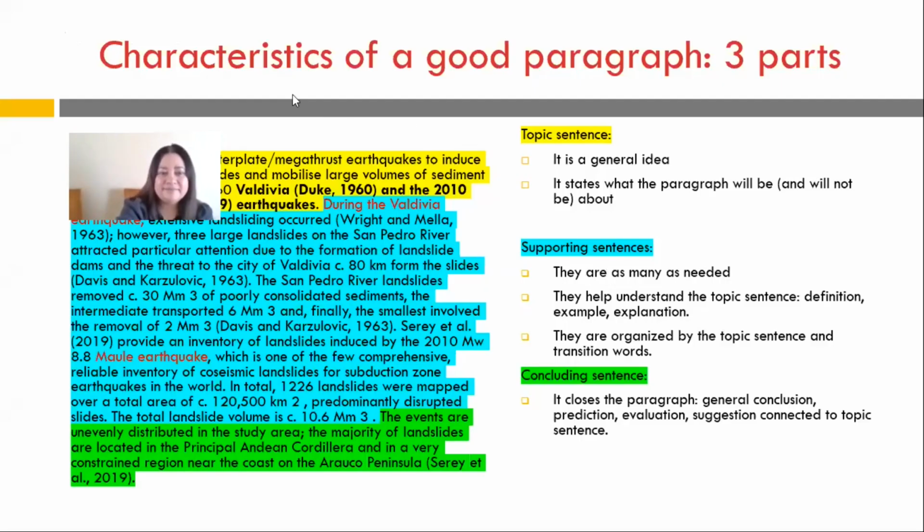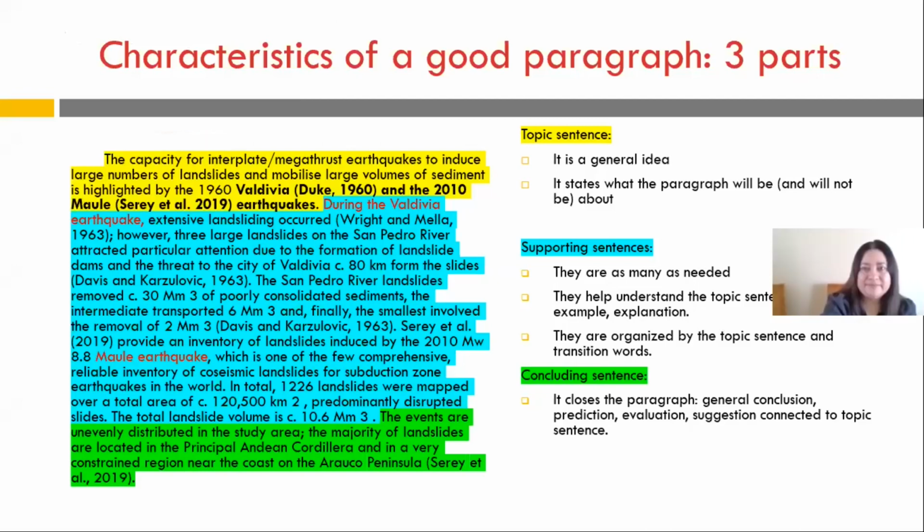Okay. So let's start with the basics. When we talk about characteristics of a good paragraph, you need to consider the 3 parts of a paragraph. Remember, we are talking about academic writing, and also professional writing. If we're talking about papers, for example, this also applies. You need to have 3 components in different colors.